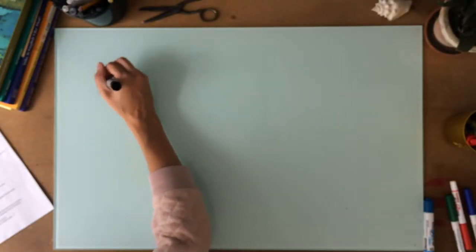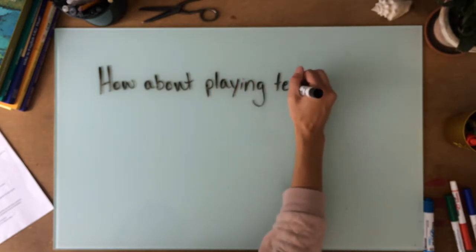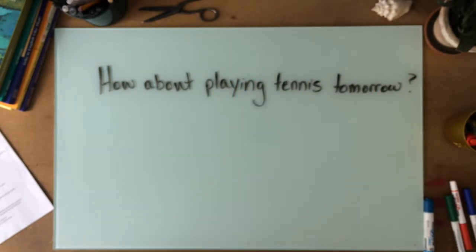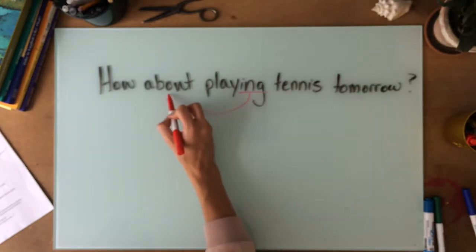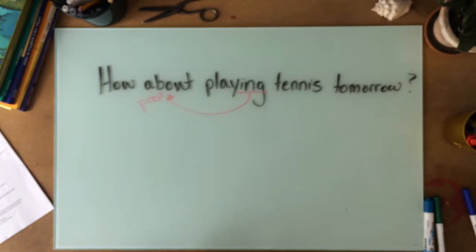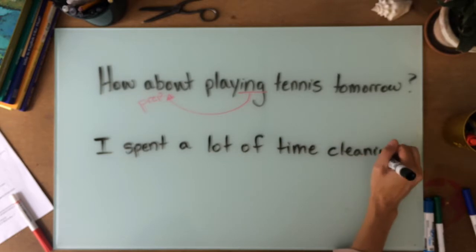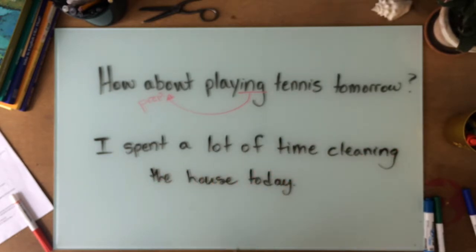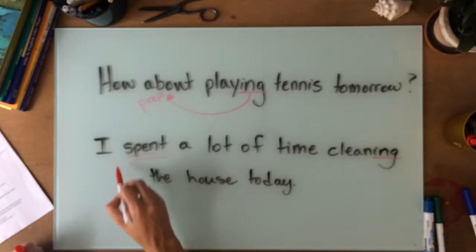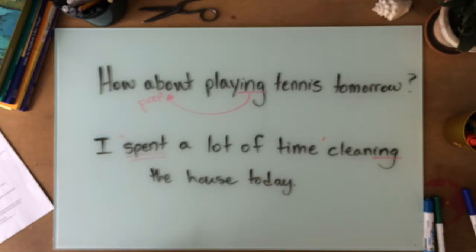Okay, we're going to look at some example sentences now, and let's see if you can identify why I used the gerund or infinitive. How about playing tennis tomorrow? I used the gerund because it is after a preposition. I spent a lot of time cleaning the house today. I used the gerund because it is after an expression with spend.